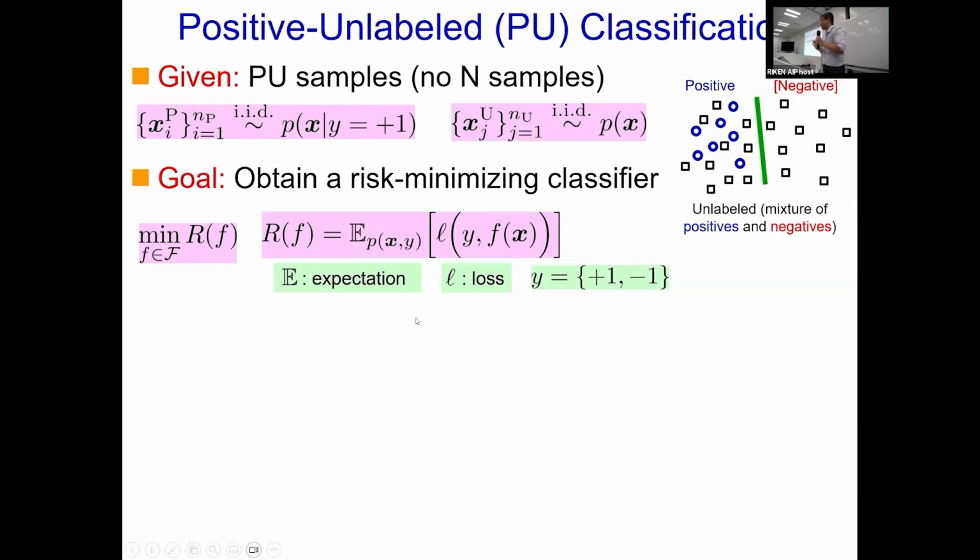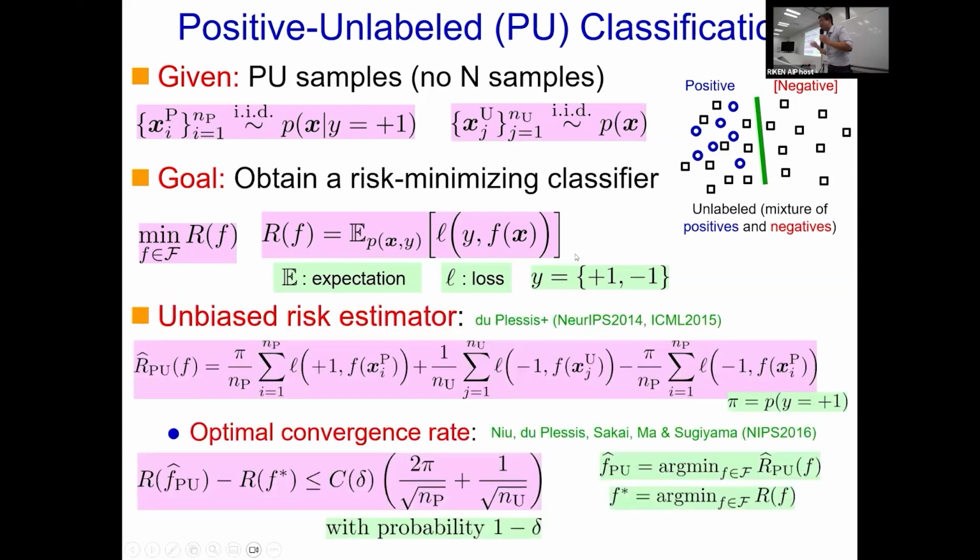It's a binary classification problem, but we only have positive samples and unlabeled samples. We're supposed to have red points, negative samples, on the right-hand side, but they are completely missing. So we only have blue points and black points. But still, we want to separate blue points and red points. That's PU classification.